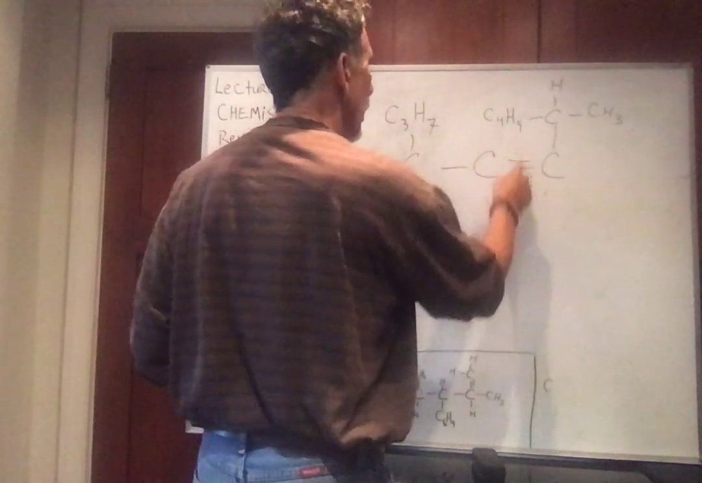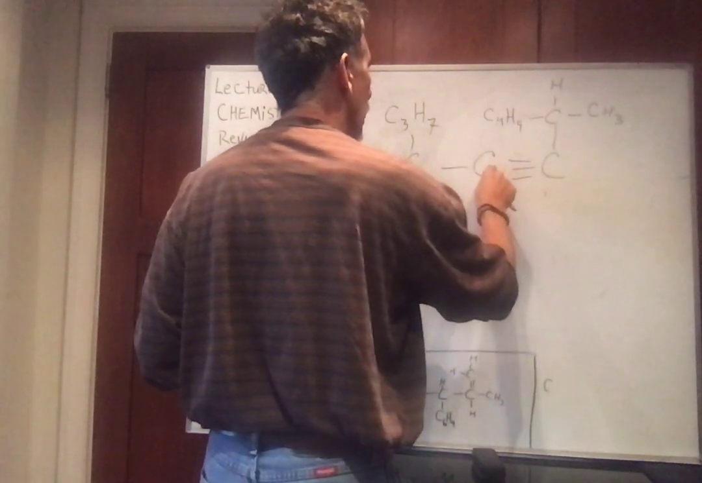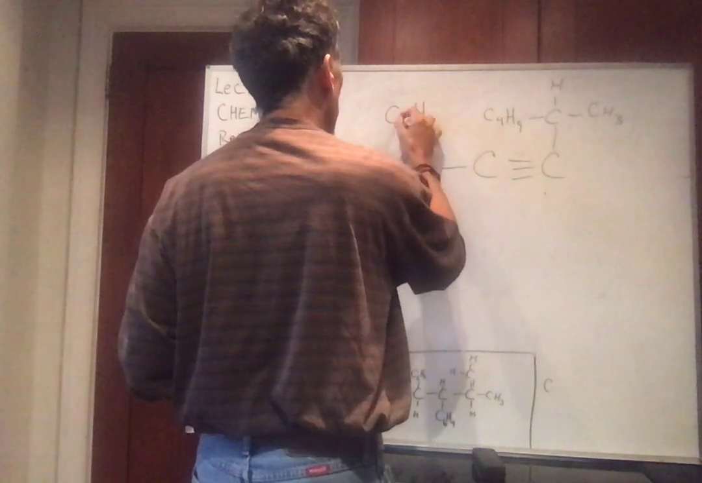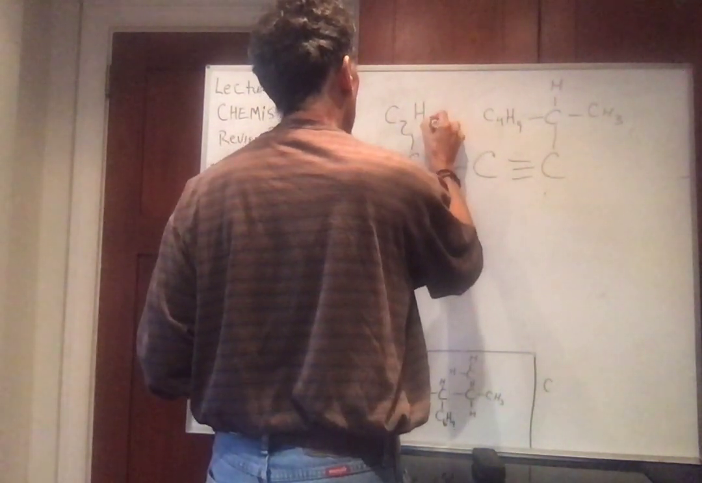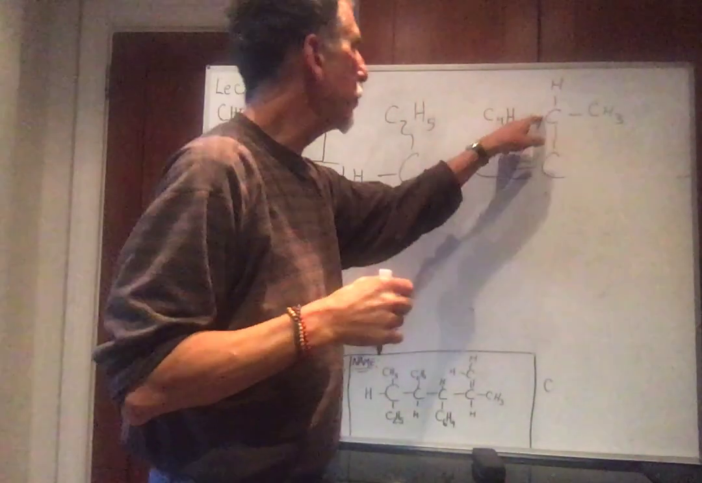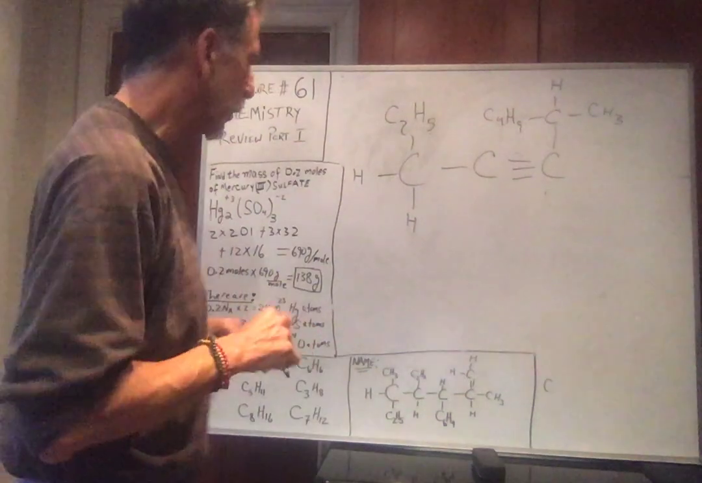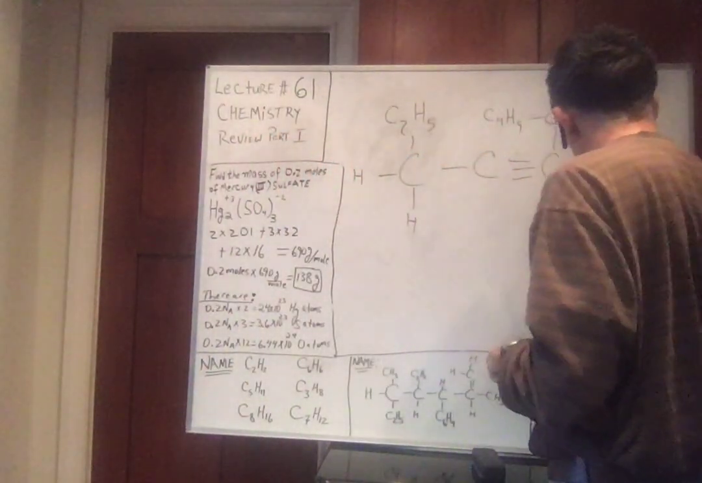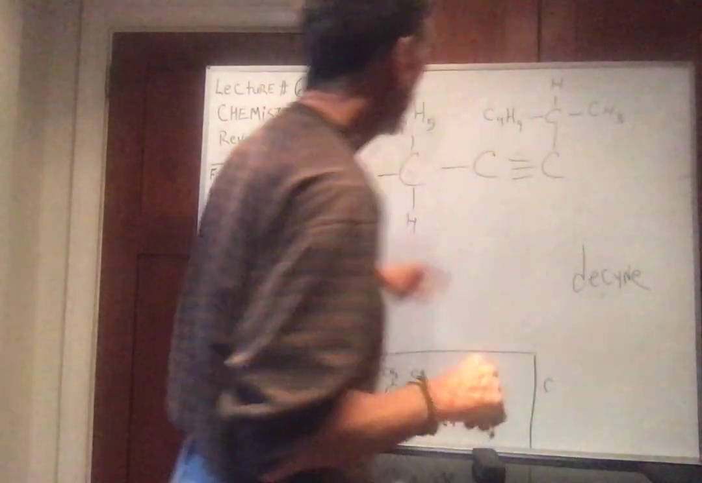We have to include this: 4, 5, 6, 7, 8, 10. Right? We're not going over 10 for us. All right, so it looks like a decene because there's a triple bond.